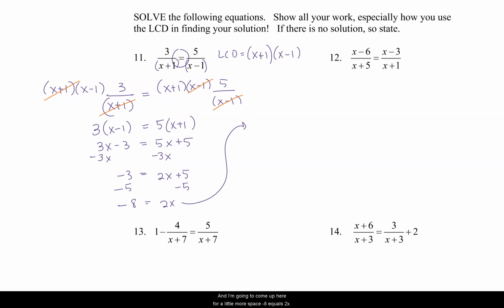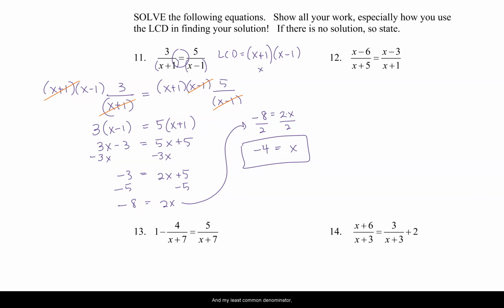And I'm going to come up here for a little more space. Negative 8 equals 2x. The operation being done on the x is multiply, so I need to do the opposite operation, divide. And x is negative 4. Draw a box around it, come back up here and check.